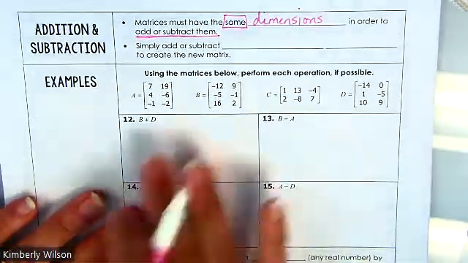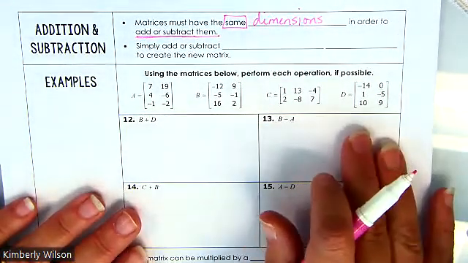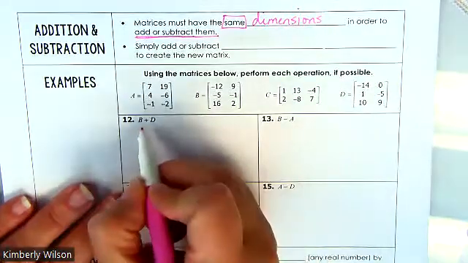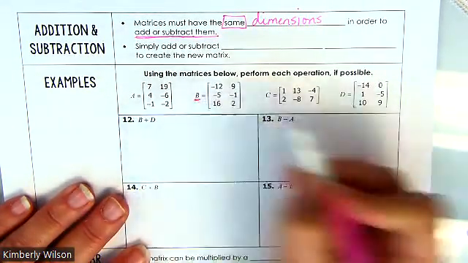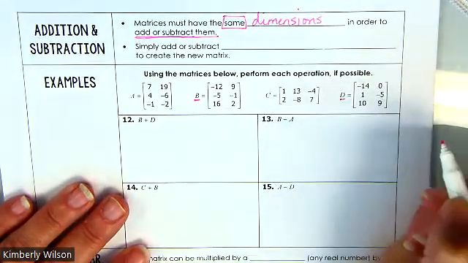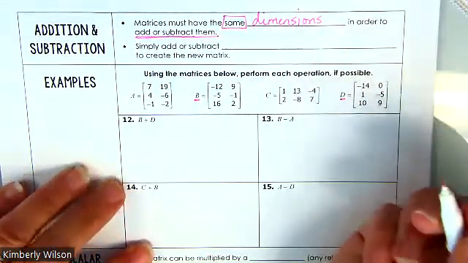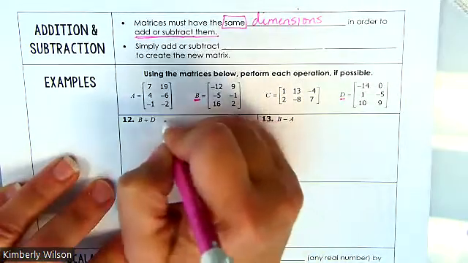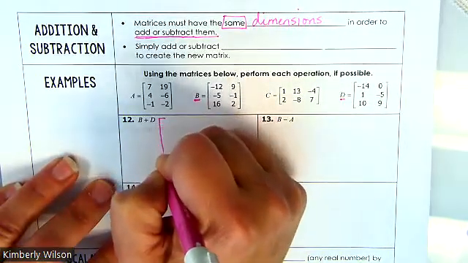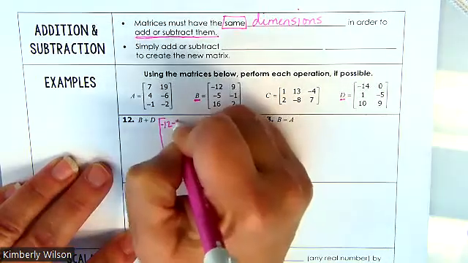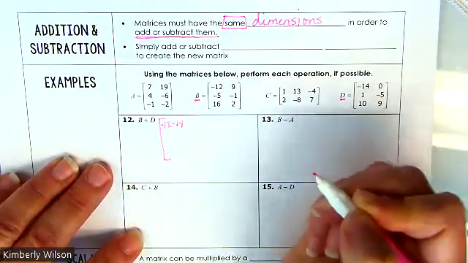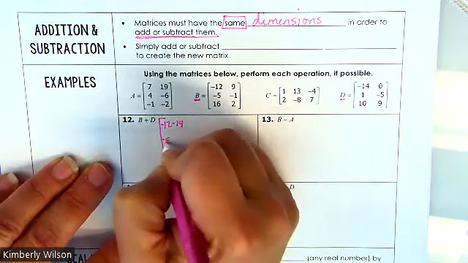Okay, so we're going to use these matrices that are provided to us. We're going to look at number 12. We're adding B plus D. So that means I'm adding this one with this one. So I look at each element. So for my work, I'm going to have -12 minus 14. Then I'm going to have -5.